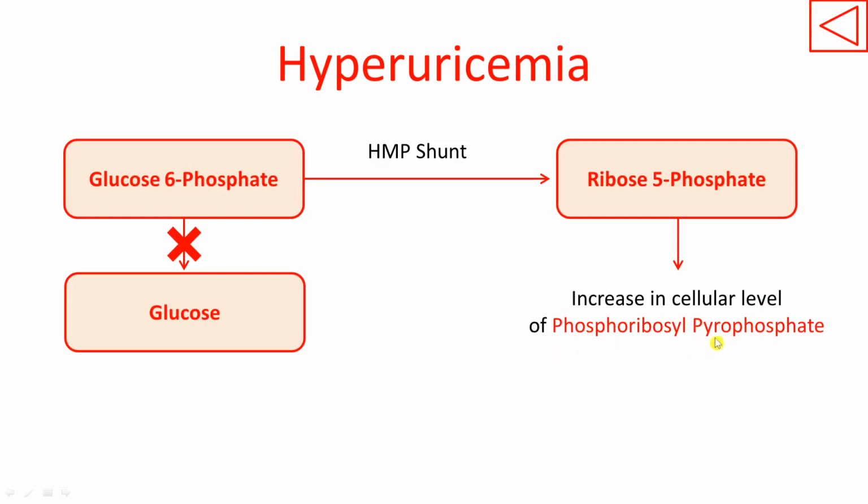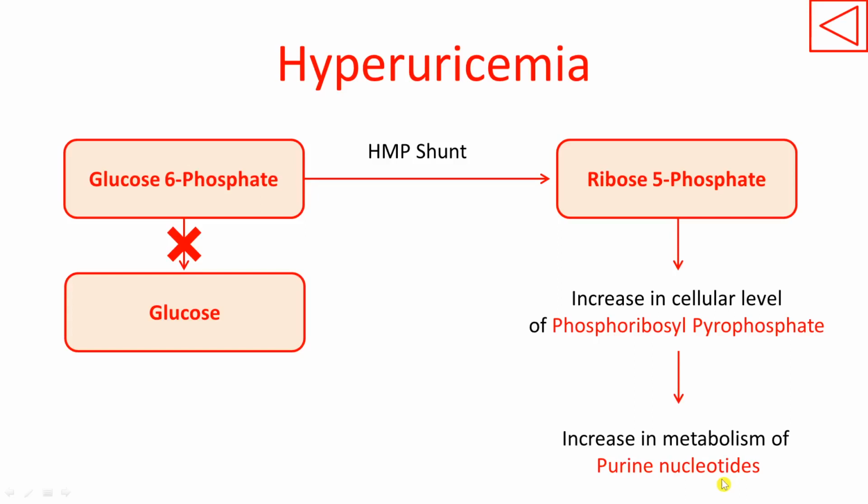This phosphoribosyl pyrophosphate is essential for synthesis of purine nucleotides. Now, if there is increase in the cellular level of this phosphoribosyl pyrophosphate, then there will be increase in the metabolism of purine nucleotides. Why? Because increase in the concentration of phosphoribosyl pyrophosphate will increase the production of purine nucleotides.